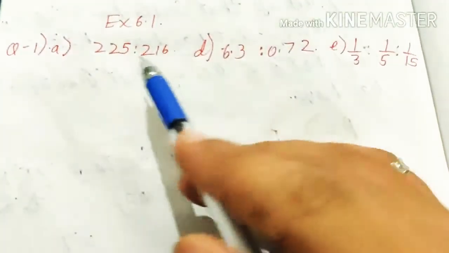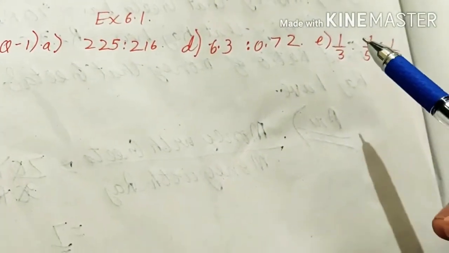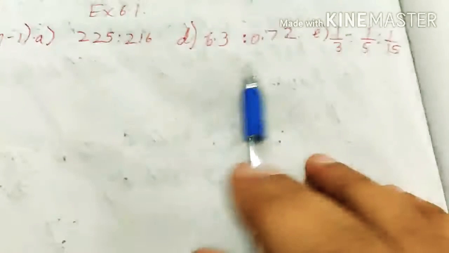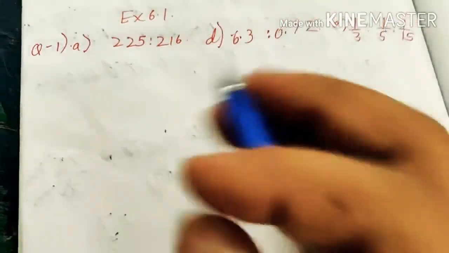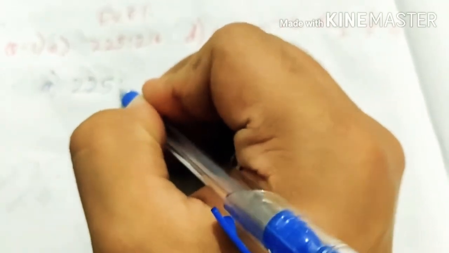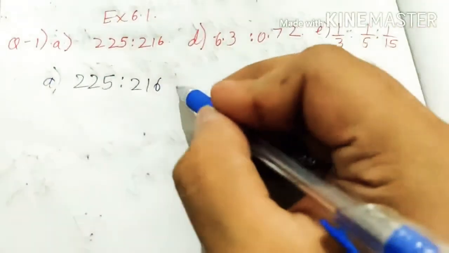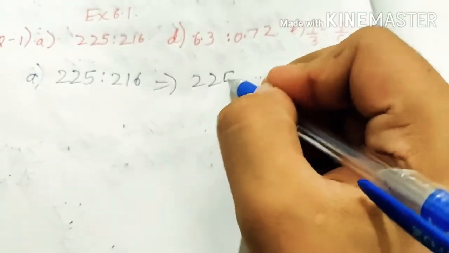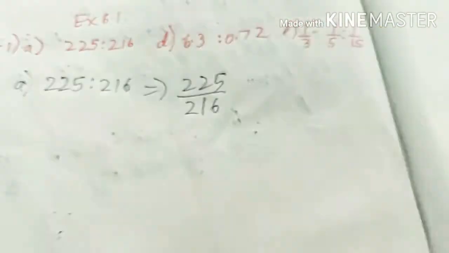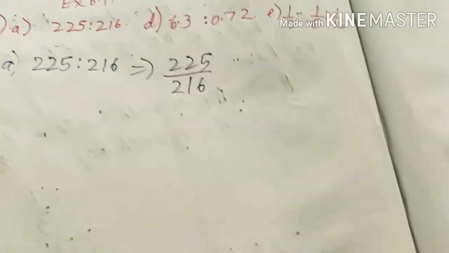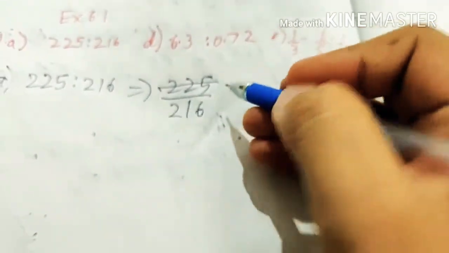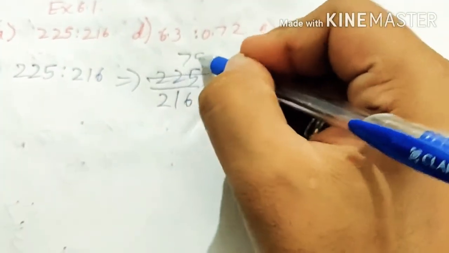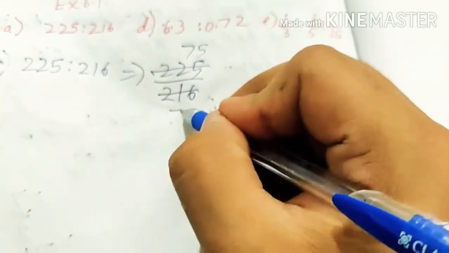So here is our first question. Question number one says that you have to express these ratios in the simplest form. Our first part is 225 is to 216. So what we will do, we will write it in the fraction form, and now we will cut it with further numbers if it can be. If we check, it can be divided by 3. So it gives 75 and it gives 72.